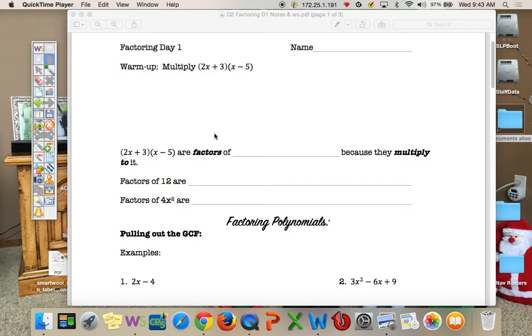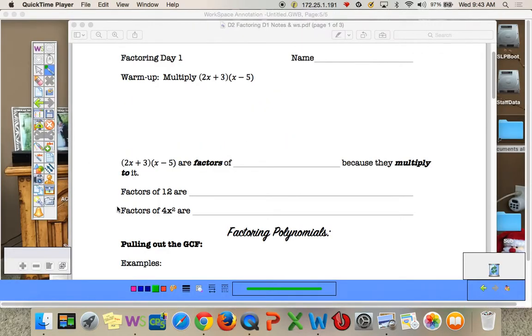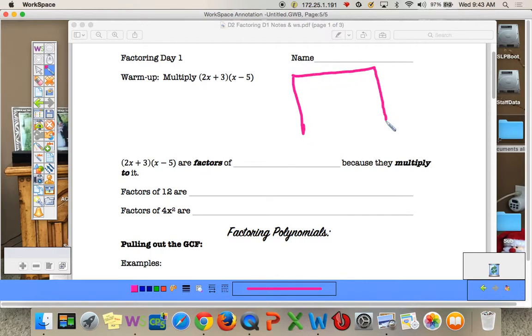This is what we did yesterday. So can you multiply 2x plus 3 times x minus 5? Yesterday we looked at 2 different methods using a rectangle and also foiling. So I'm going to use a rectangle for this one. So we have 2 terms, 2x plus 3, and we have 2 terms that we put on the side, x minus 5. Where we have the plus and minus, we'll draw our lines and we'll find the area of each box.